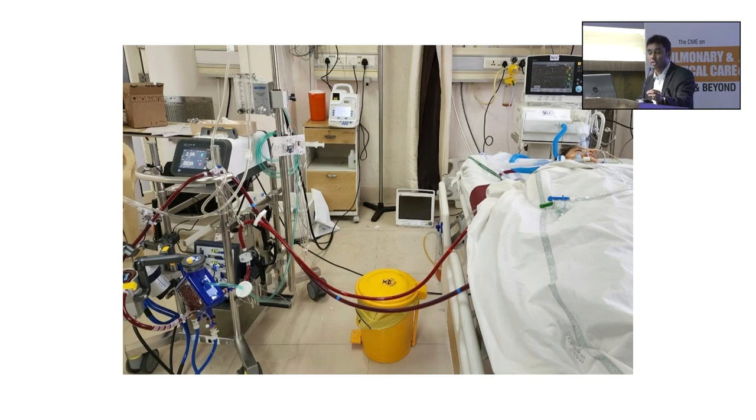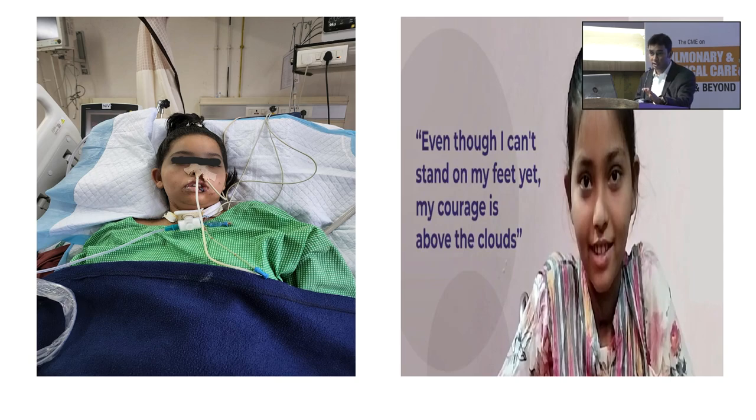After that, the vasopressor assistance slowly subsided. But in between, she had multiple episodes of VAP, and also multiple episodes of DKA, which were corrected. After almost 10 to 15 days, she was decannulated from the ventilator, and after almost 25 days, she was discharged from the hospital. And now she is leading a very happy life, and she is going back to school.